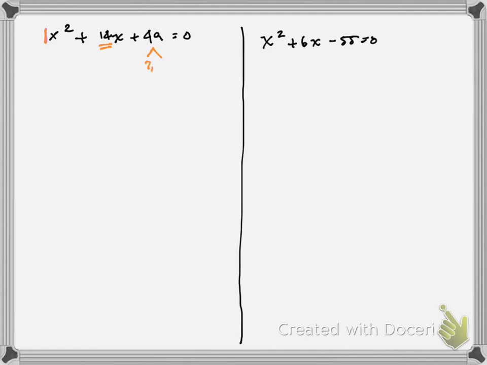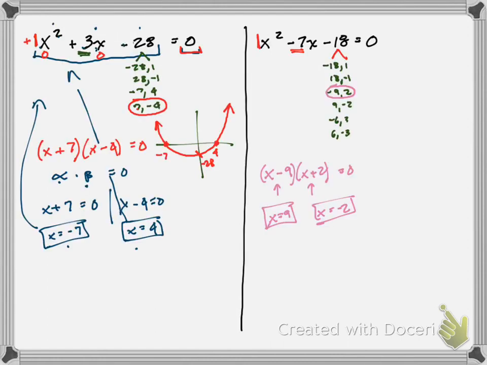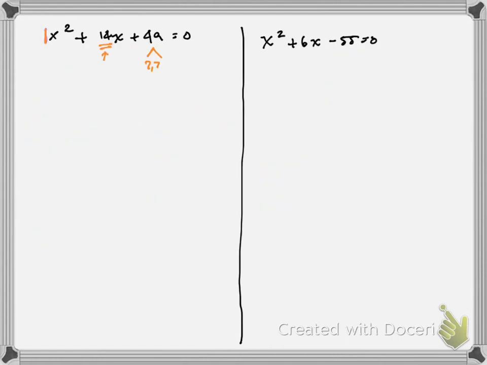In this case, 7 and 7 multiplies to 49 and adds to 14. And so I end up with, if I'm going to factor this, the quantity x plus 7 times the quantity x plus 7 equals 0. Now, I have this multiplied by itself, and so that's the same as saying the quantity x plus 7 squared is equal to 0. So we only have one solution here. That's going to be x equals negative 7. Next example.